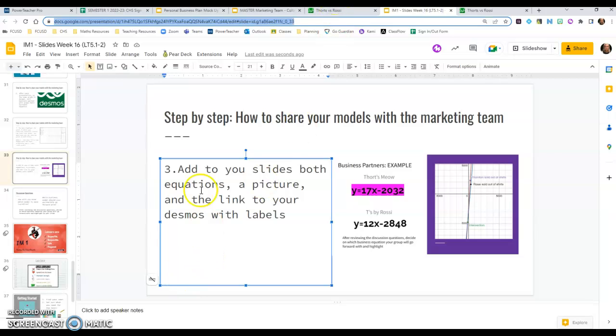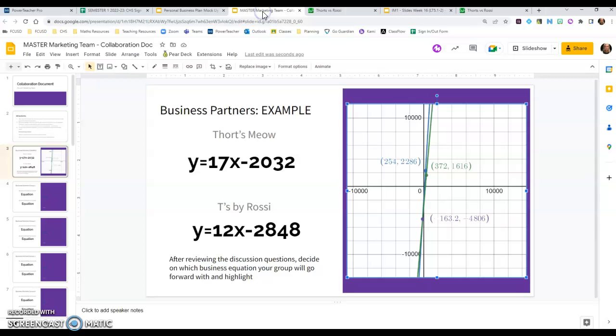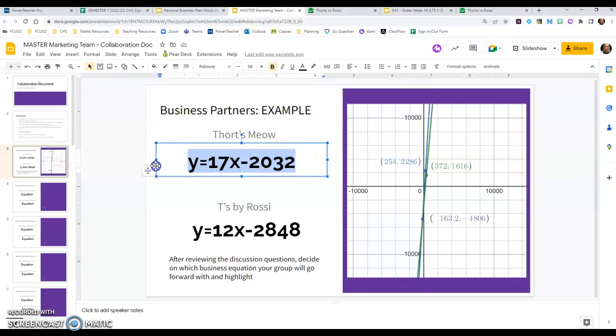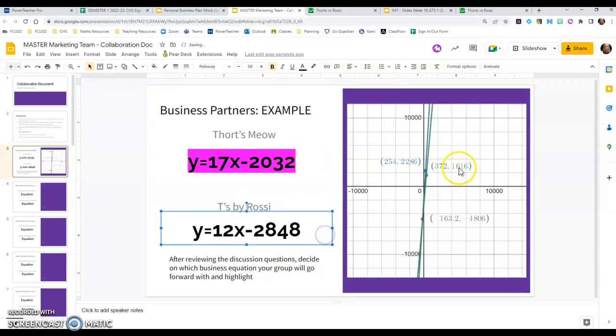So the last thing you're going to need to do is, with your business partner, discuss how you will know which model is more lucrative. Lucrative means makes more money. Once you've decided which model is more lucrative, which business model should you and your partnership go with? After you review those questions, decide which one you'll go forward with and highlight it on your slide. So you'll go back to your slide and highlight the equation that you guys picked. Okay, clearly my equation's better than Mr. Rossi's.